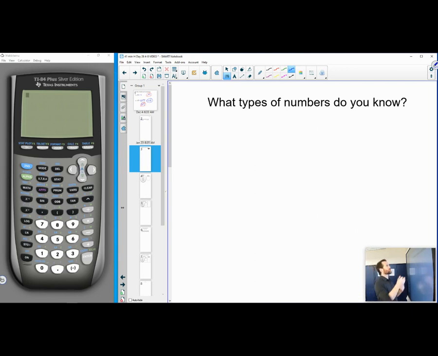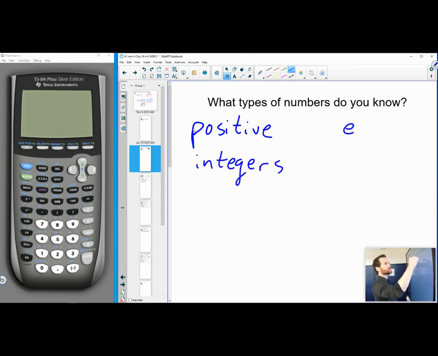So what types of numbers do you know? You might have been able to come up with positives, like positive versus negatives, or integers, or evens, odds, negatives. These are just some different possibilities. I'm sure you probably had more than I'm listing right now.